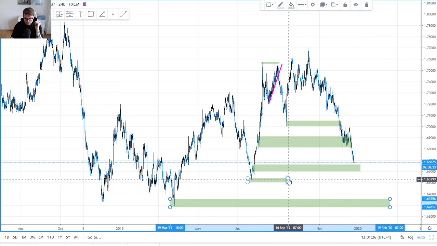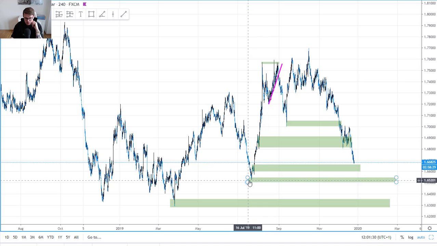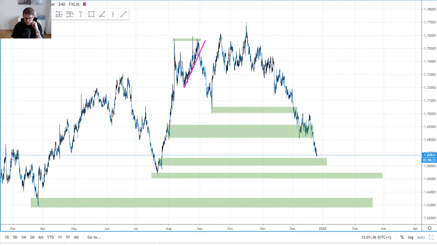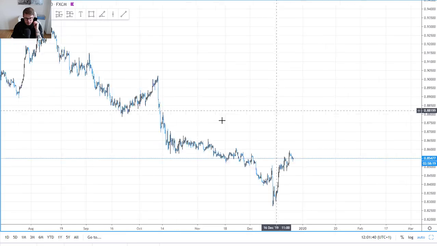However, there's a good chance that you will see some type of reaction on this level as well, because this is the recent uptrending market. So there's a very good chance that you will see some reaction. Let's take a look at maybe one more example, and I think then it will become clear.